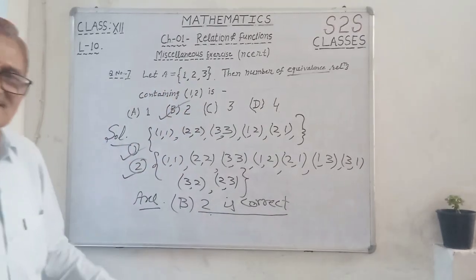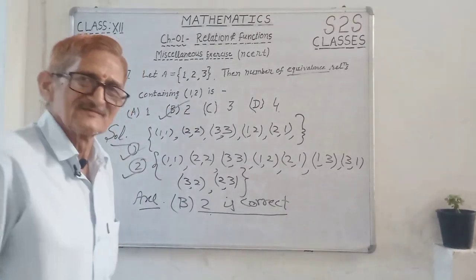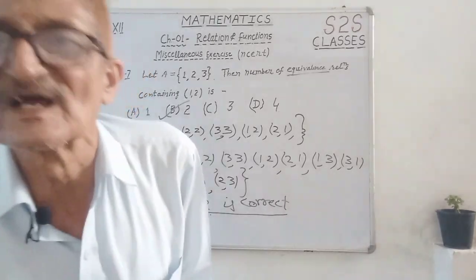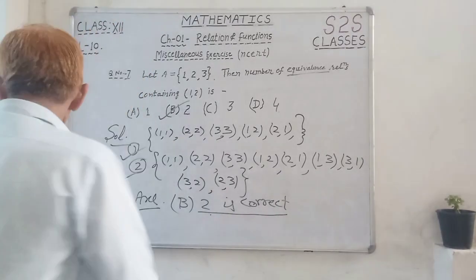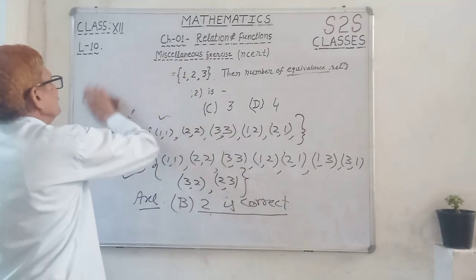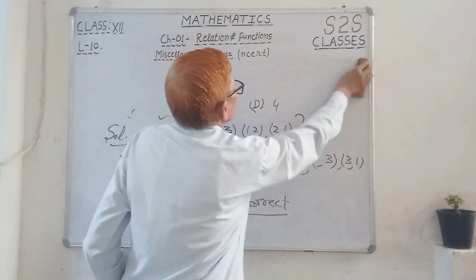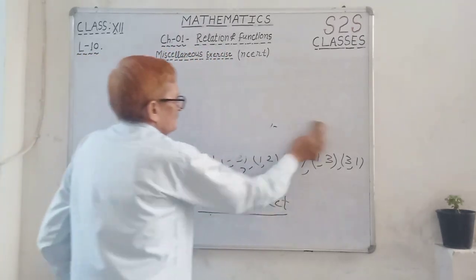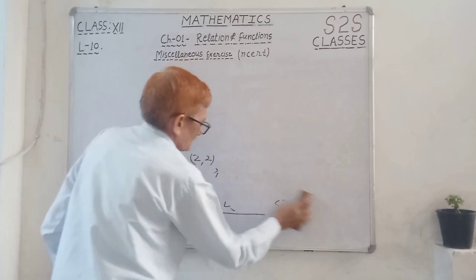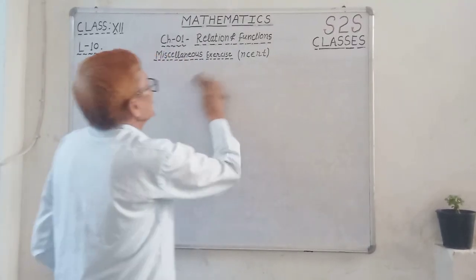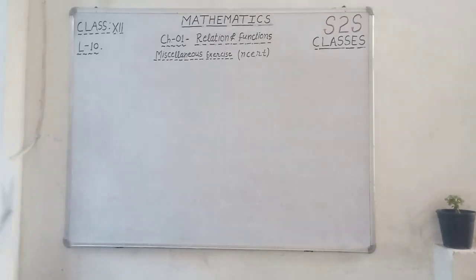Okay, clear this? Requirement minimum, how much? Now one example more we have to discuss. After this, these option questions are completed. Now the miscellaneous exercise is completed. 7 questions are there in miscellaneous in the NCERT textbook. Now one example I am taking.